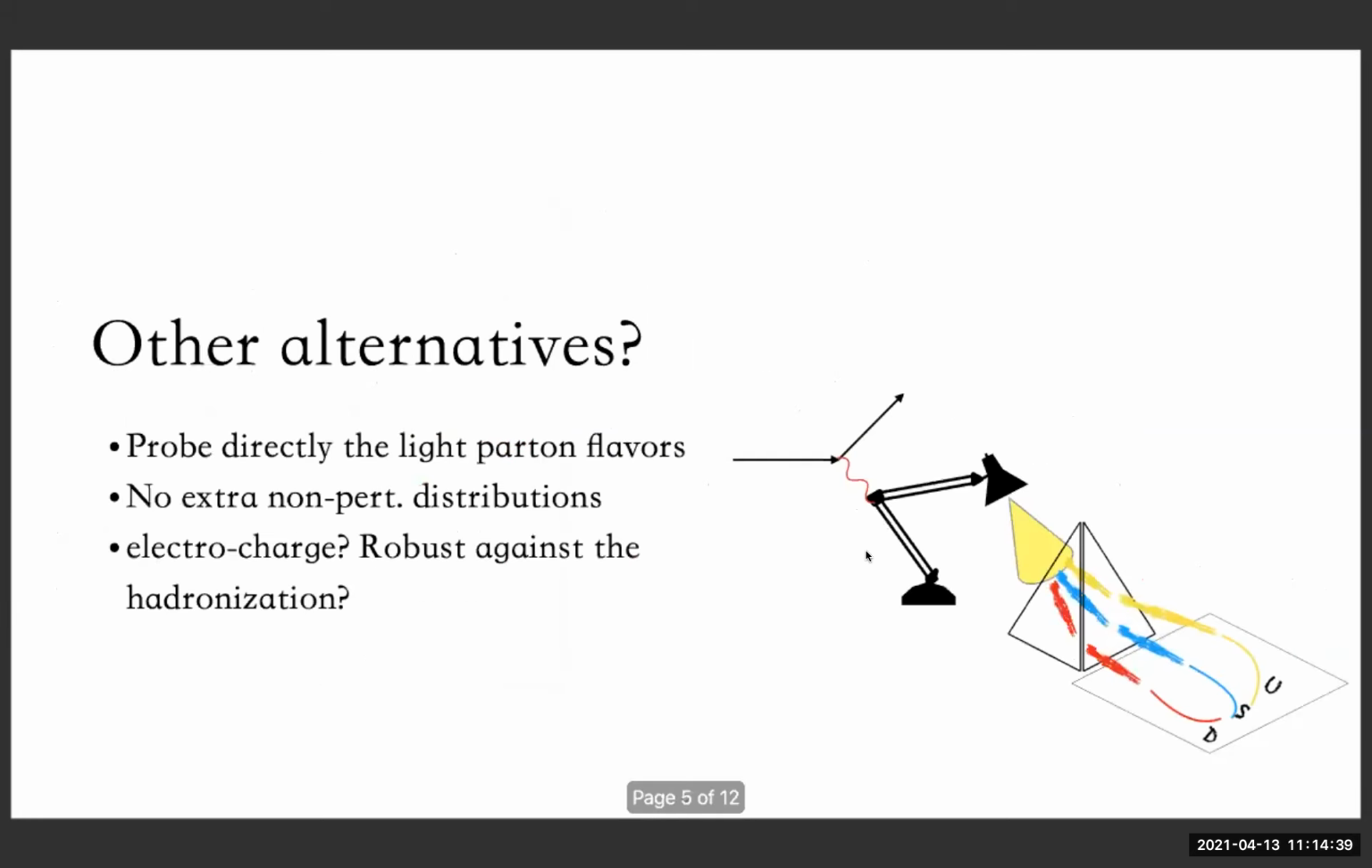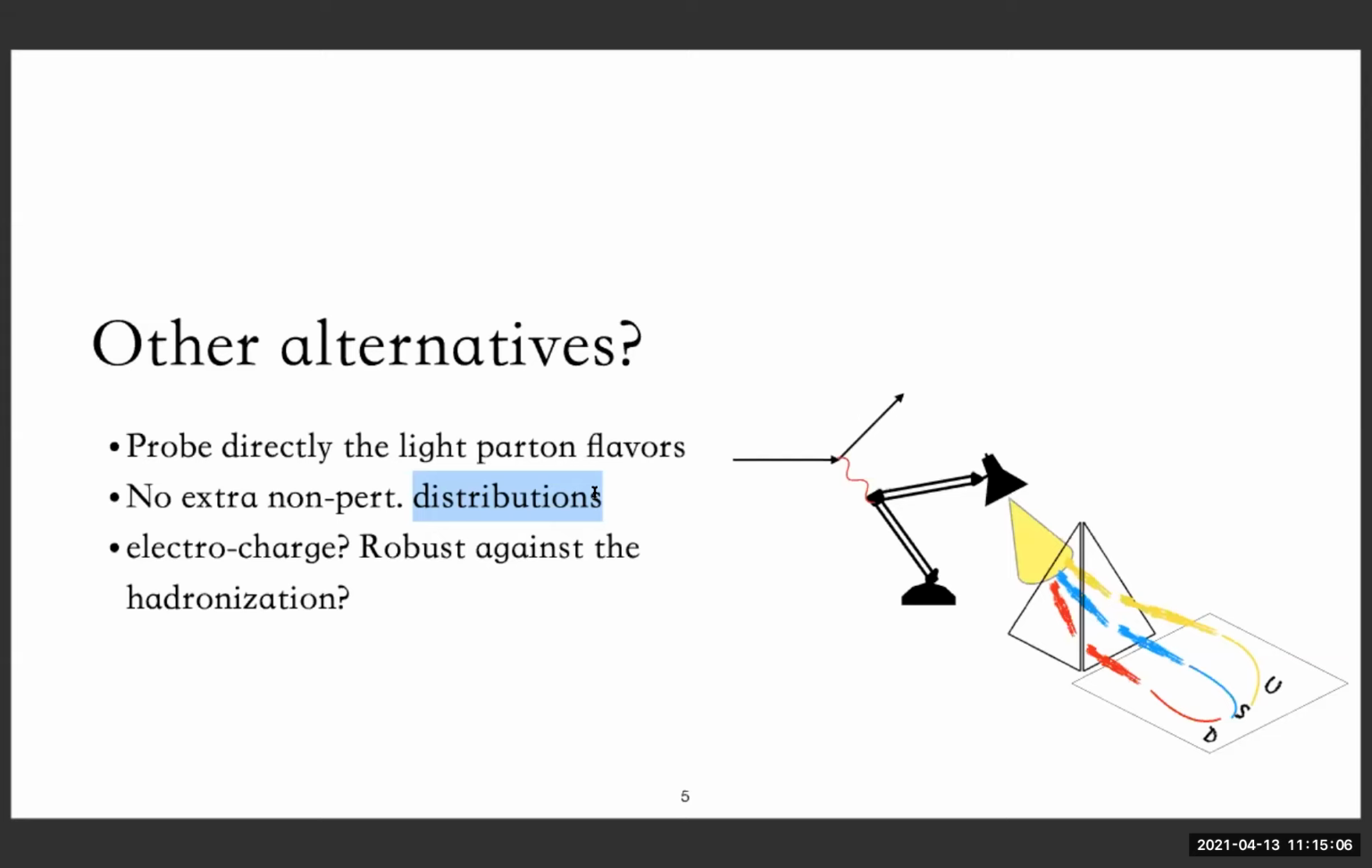So now the question is, are there any other alternatives to realize this kind of flavor separation without introducing extra non-perturbative distributions? We know that for distributions, there are too many degrees of freedom, therefore it's relatively hard to constrain. And also we can ask ourselves, is it possible for us to directly use the jets to realize this kind of flavor separation?